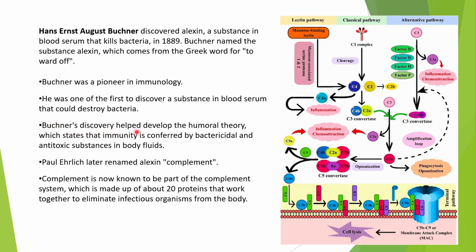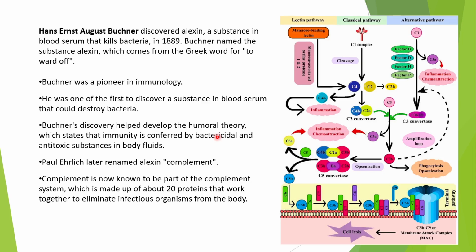Buchner's discovery helped develop the humoral theory, which states that immunity is conferred by bactericidal and antitoxic substances in the body fluids. Basically, he said that there are substances produced in the body and secreted in the fluids, which are bactericidal or toxic to the bacteria, which helps kill the bacteria. So this developed the humoral immunity theory.